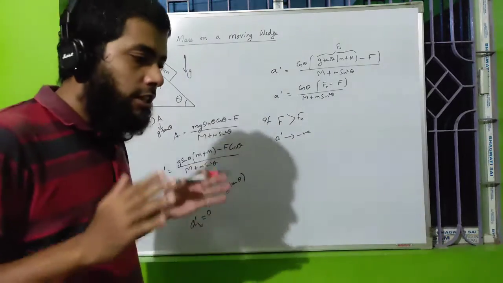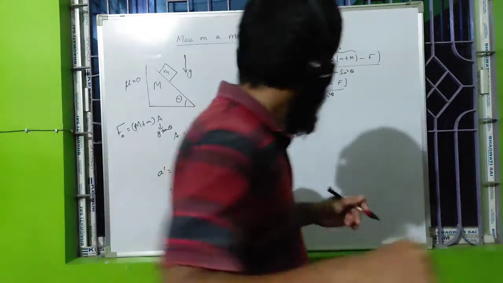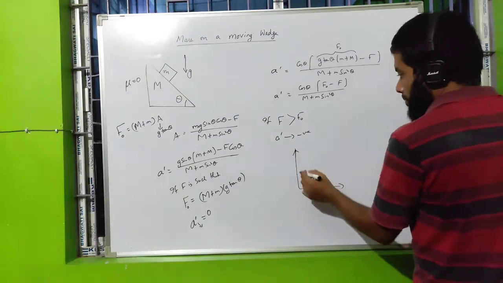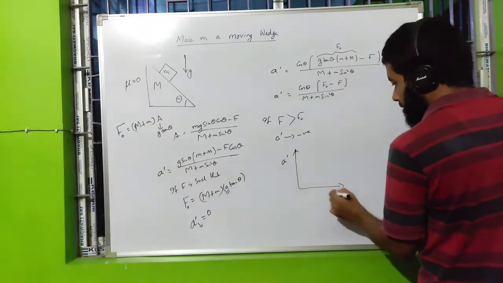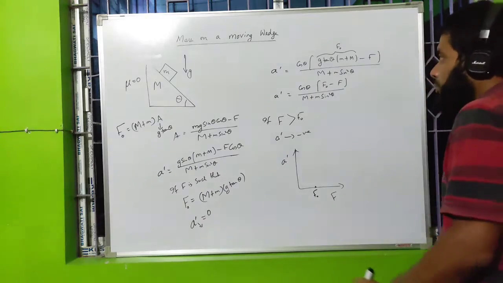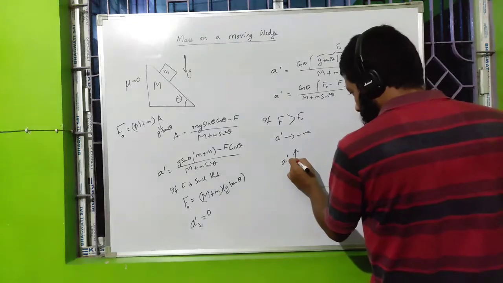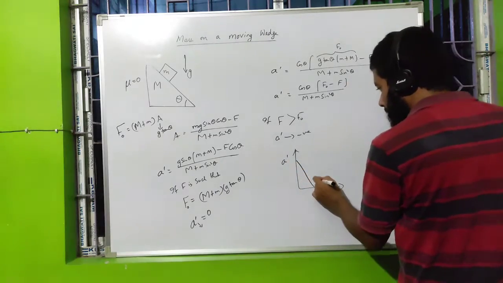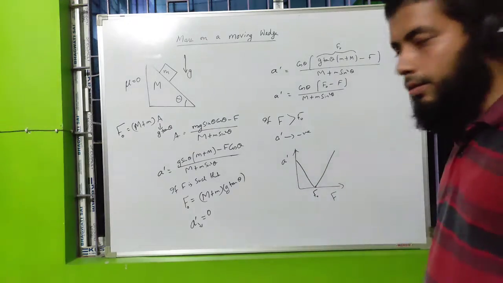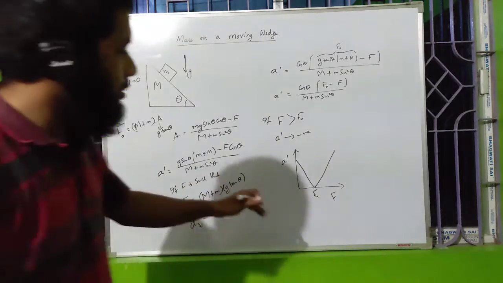That means F naught is the critical force, beyond which things are happening. So I can draw a graph of A prime versus F, and here somewhere should be F naught. If you put in these values and calculate, the graph will start from here, end up here, and then again it will rise. So the graph of A prime versus F will appear like this, and F naught is the critical force.